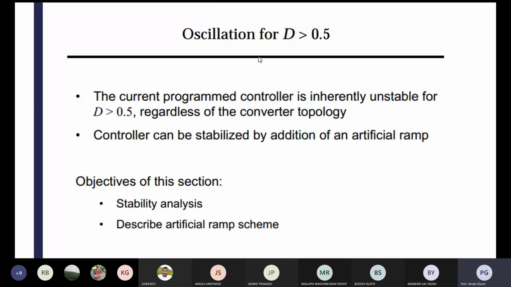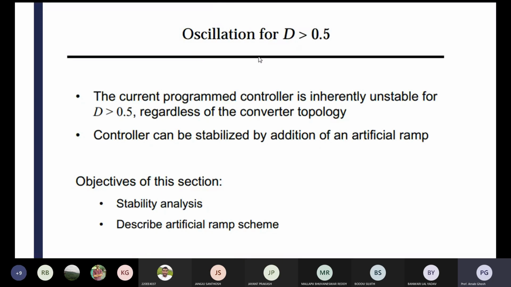When I talk about instability, it is observed that when the duty cycle is more than 0.5, the current programmed controller is inherently unstable, regardless of the converter topology, whatever the topology is. If your duty is more than 0.5, it may cause instability. The controller can be stabilized by the addition of an artificial ramp. You can add a ramp signal to make it stable.